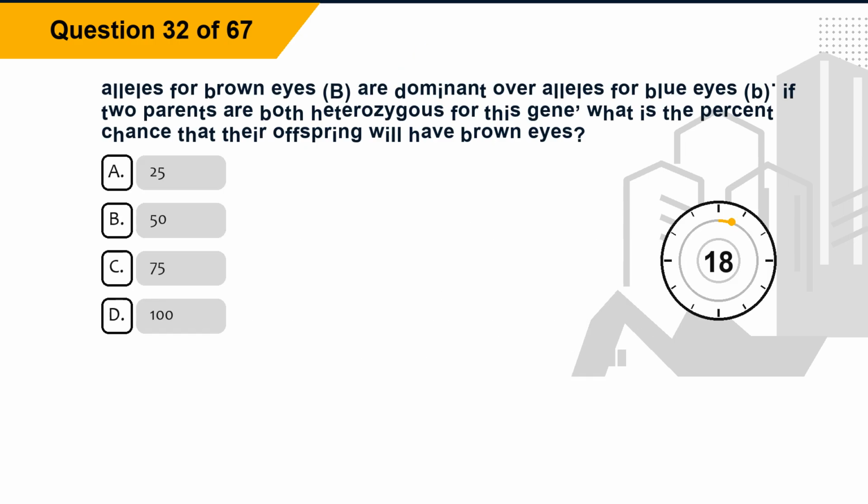Question 32. Alleles for brown eyes, B, are dominant over alleles for blue eyes, b. If two parents are both heterozygous for this gene, what is the percent chance that their offspring will have brown eyes? Option A, 25. Option B, 50. Option C, 75. Option D, 100.